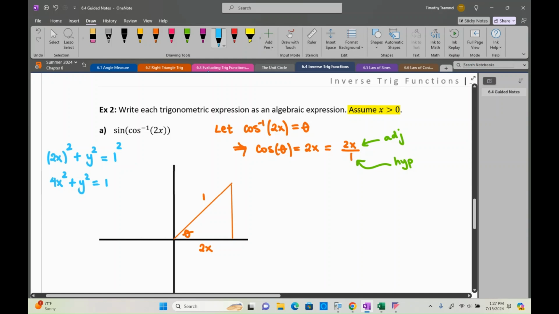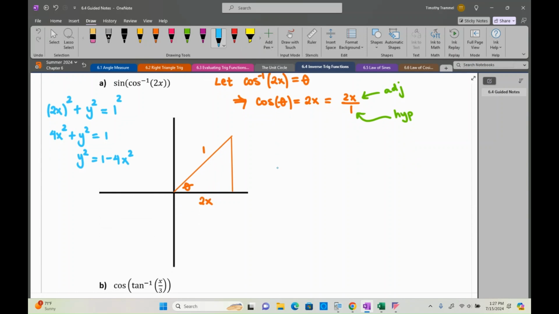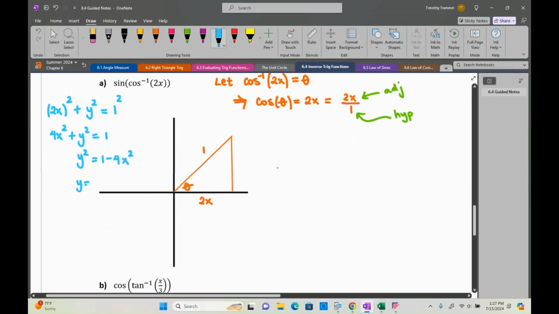So if I start solving this for y here, I could then subtract by 4x squared on each side. And then we are just talking about a side length here. So I'm not going to write plus or minus. I'm going to say this is equal to the positive square root of 1 minus 4x squared. So that's this missing side here.